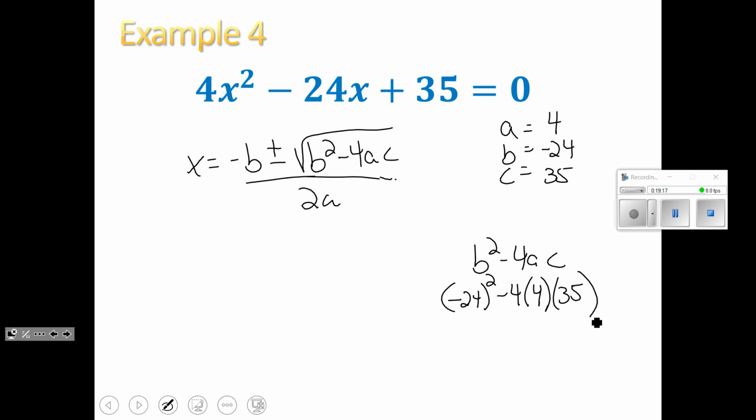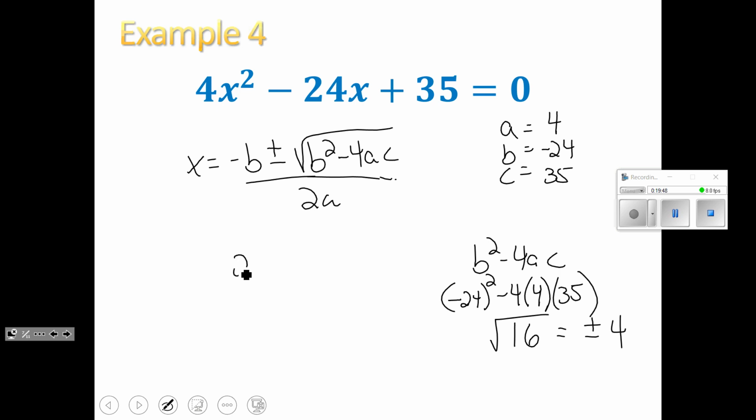Okay, so you can put this directly into your calculator. Make sure you include parentheses. Minus 4 times 4 times 35. And I ended up with 16. And so we know the square root of 16 is plus or minus 4. So this one was probably factorable, so I hope you were able to get it by factoring, but I'm doing it the method of the formula.